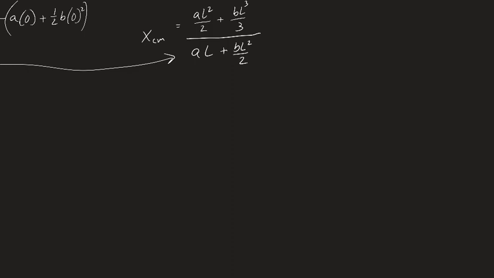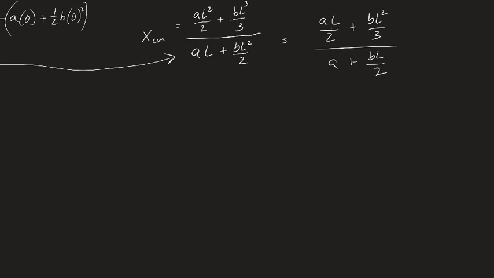Believe it or not, there's not a whole lot we can do here. I get rid of the one L. There's an L that we can factor out on top and bottom. So I would do that. So you'll get AL over 2 plus BL squared over 3 over A plus BL over 2. But that's really about it.